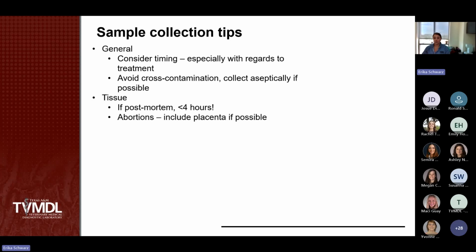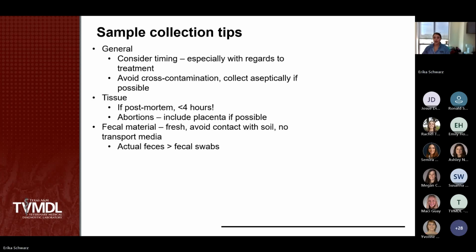Abortions, if you are sampling for the cause of abortion, include placenta if at all possible. And then fecal material, another common sample we receive in the lab. We want to try to collect fresh feces, avoid contact with the soil if possible. Generally, we're not going to need some sort of transport media unless we're culturing for something anaerobic like a Clostridium. And then actual feces are usually a little bit better than fecal swabs. It just gives us more to work with.